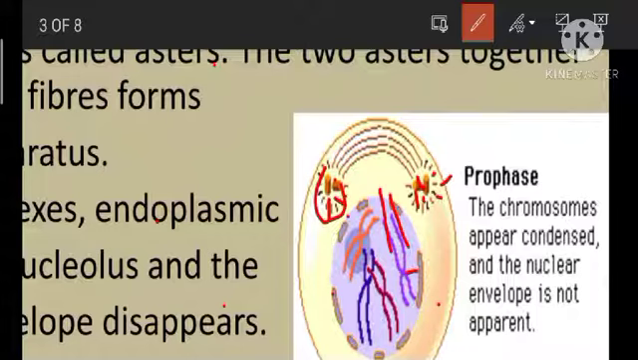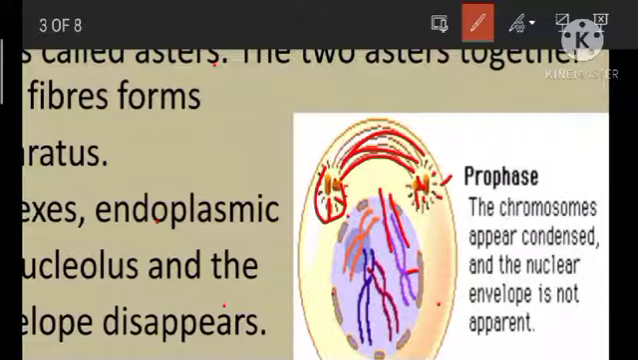From these asters arises the spindle fiber. Here you can see these long spindle fibers. These spindle fibers arise from the asters. So the two asters together with the spindle fibers form the mitotic apparatus. Now, in addition to these events that take place during prophase, the nuclear envelope disappears. That is another event.